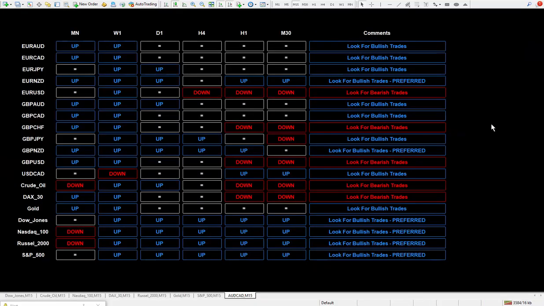Now here's my daily trade plan. It's running in real time. Checks the time frames from the monthly all the way down to the 30 minutes, does a bunch of calculations, and eventually in the comments here it'll say, look for bullish trades, bearish trades, some will even be preferred.